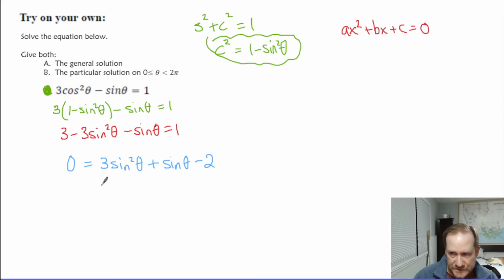At this point, you could do a let statement if you wanted to. We could replace all the sines with u's. It's not necessary, but it still might be something that makes you feel more comfortable as you're doing this problem.